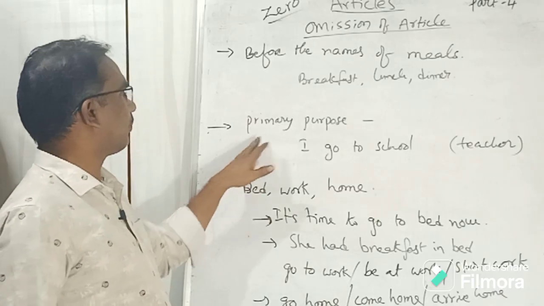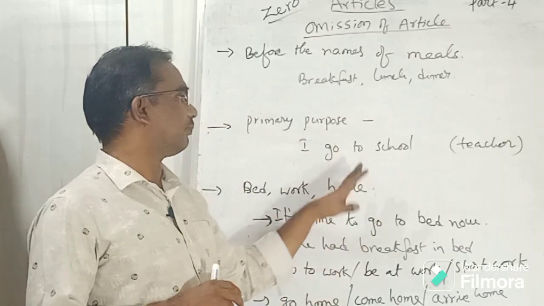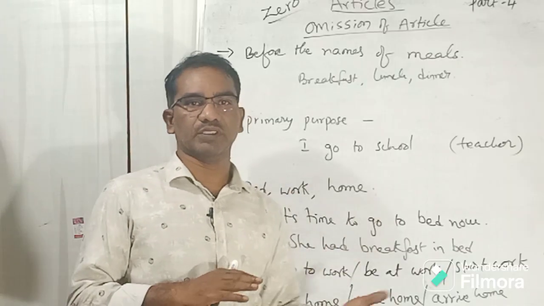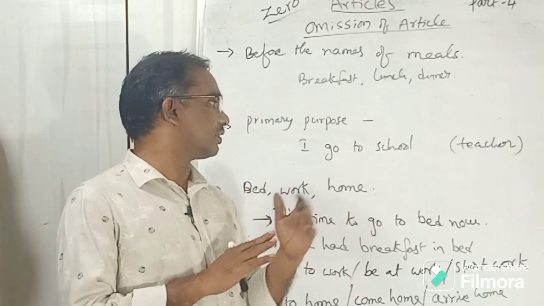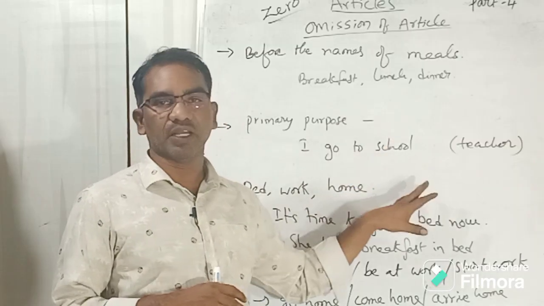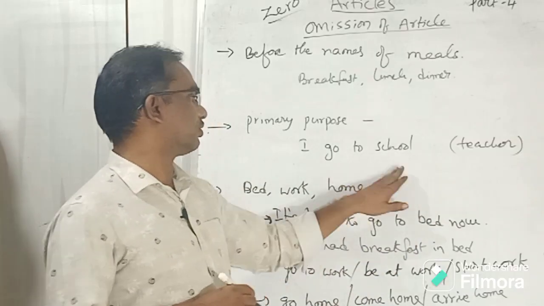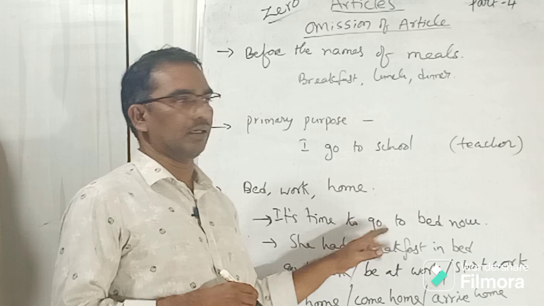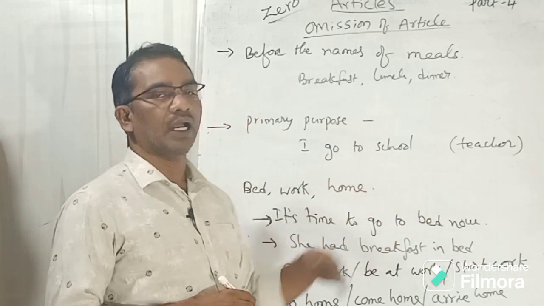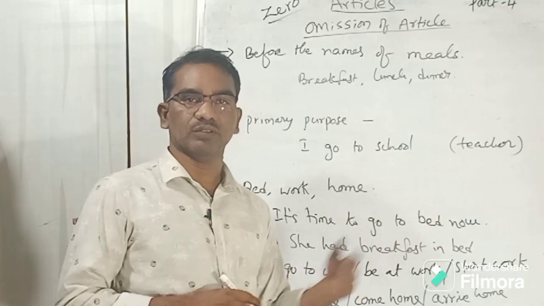Second one, primary purpose. Already I told you in the previous videos, some places, the institutions like a school, court, railway station, hospital, etc. have a primary purpose and a secondary purpose. For example, school: I go to school. Here you don't need an article because I'm a teacher. For example, I am a parent, I go to school. Then what do you say? I go to the school.